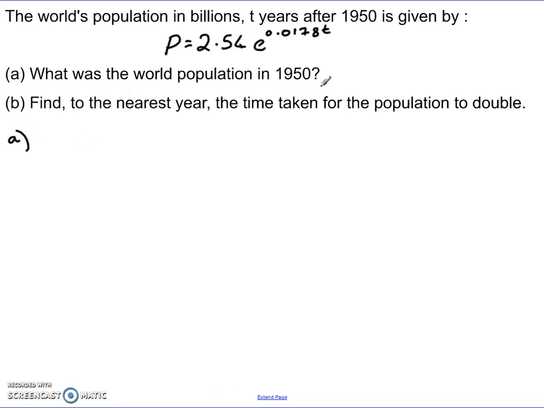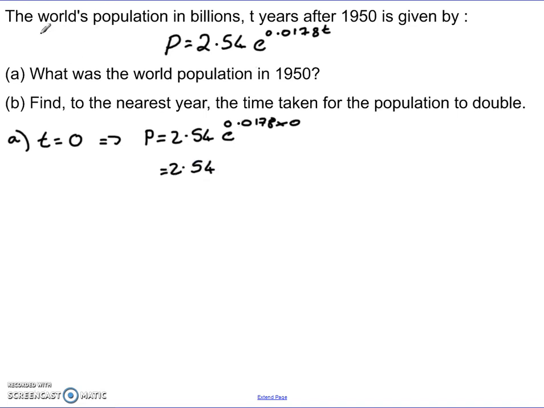So, what the world's population was like in 1950, well, think of the scenario. It's t years after 1950, so for that to be the case, 1950 is where we begin. So 1950 we know is our initial point, so we know that t equals 0. So we substitute that into our equation. So we know p equals 2.54 e to the 0.0178 times 0. Power is going to be 0, e to the power of 0 is 1. The population is 2.54, but 2.54 what?